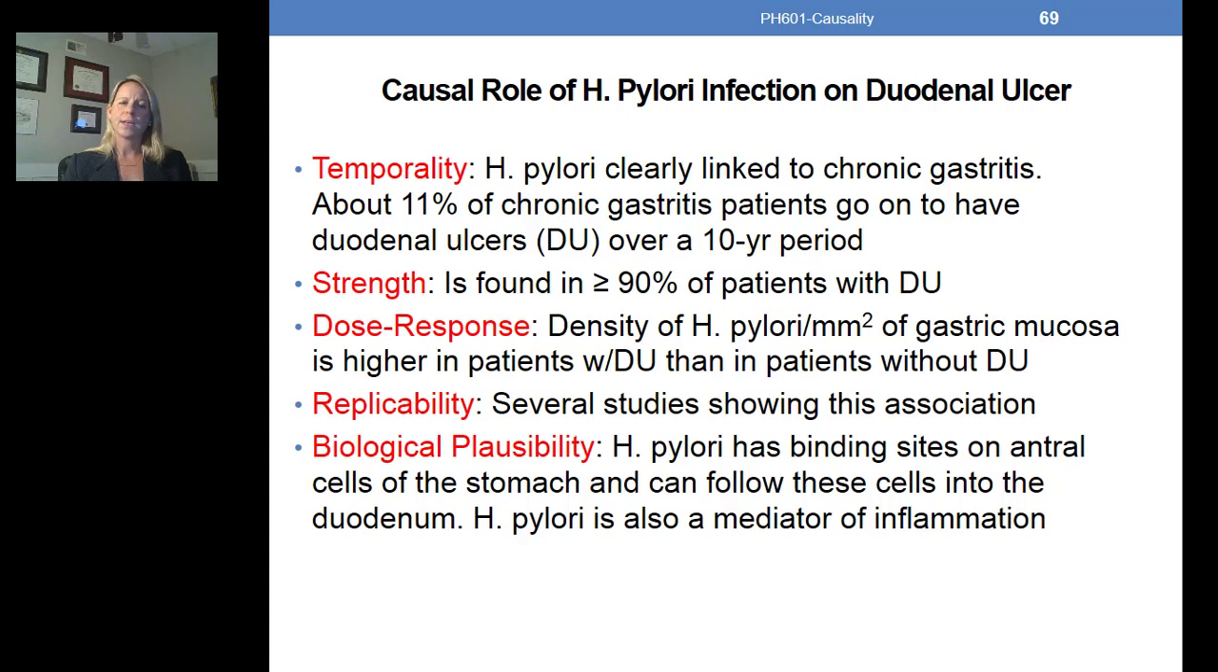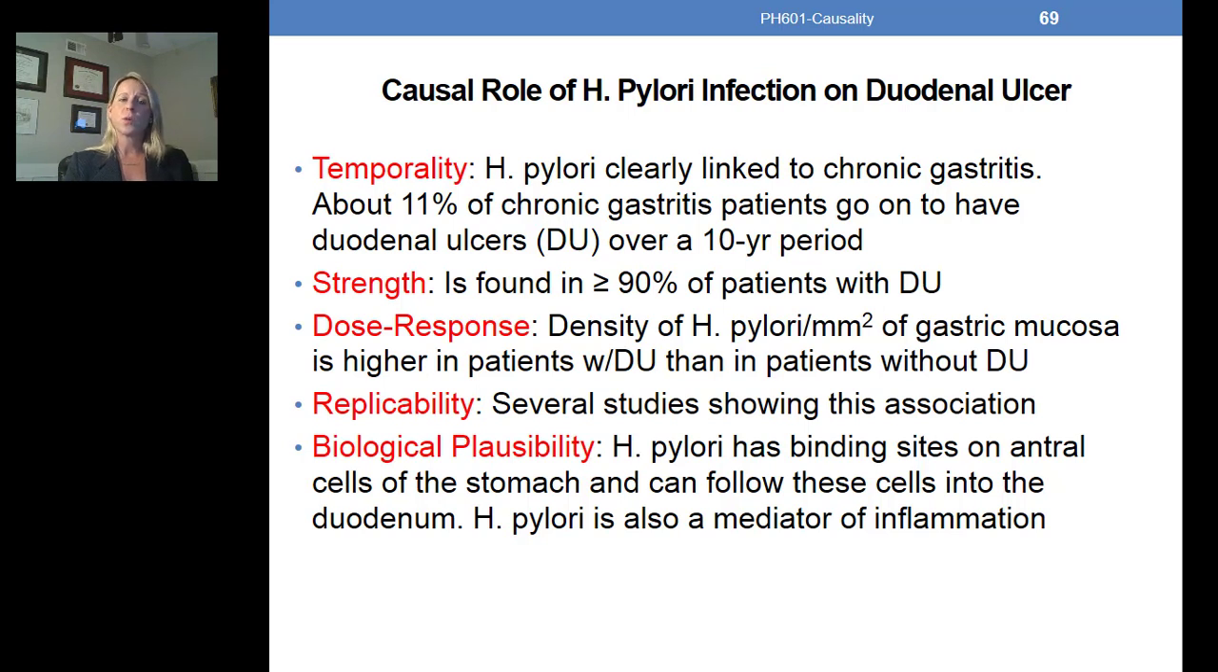Now I'm going to walk through a second example, and this has to do with the causal role of the H. pylori infection and duodenal ulcers. It has only been in the last several years that we've understood this causal role. And this particular example puts together all the key criteria that led us to conclude that there is this causal association between this infection and this type of cancer or ulcer.